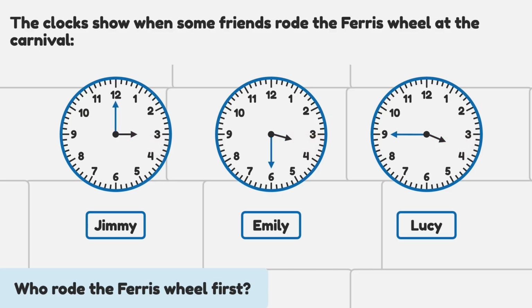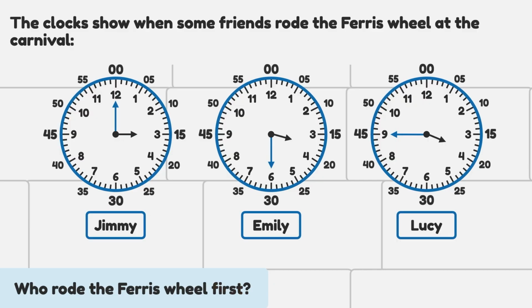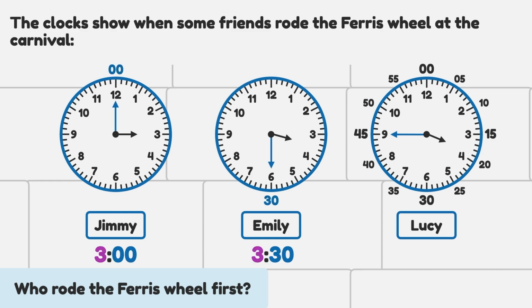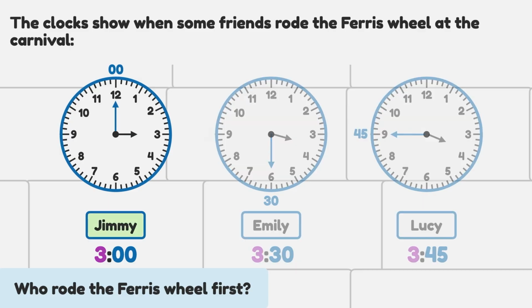We will need to look at the minute hands to decide which friend rode the Ferris wheel first. Let's label our minutes. Remember that when we read the minute hand, we can count by 5s starting at 0. When we label our minutes, we see that Jimmy rode the Ferris wheel at 3 o'clock, Emily rode at 3:30, and Lucy rode the Ferris wheel at 3:45. This means that Jimmy rode the Ferris wheel first.